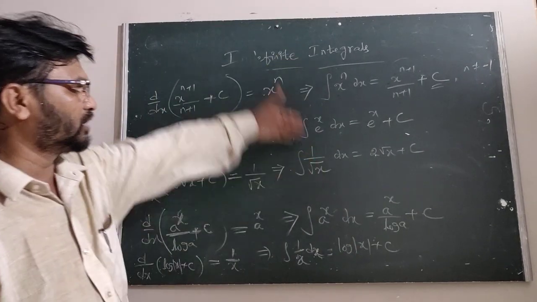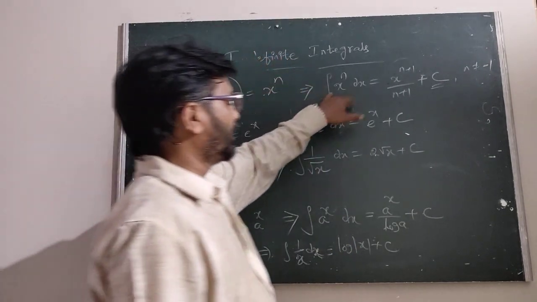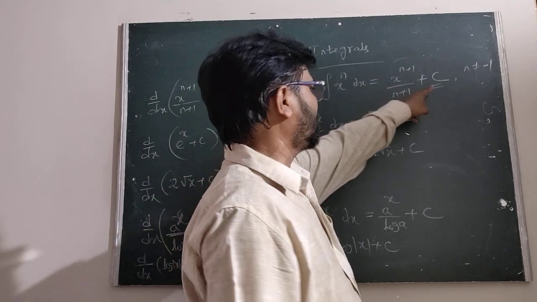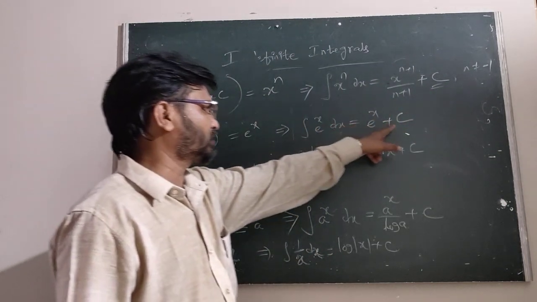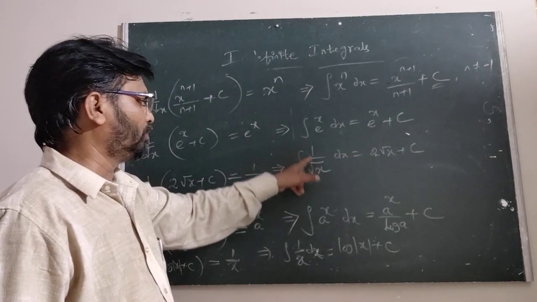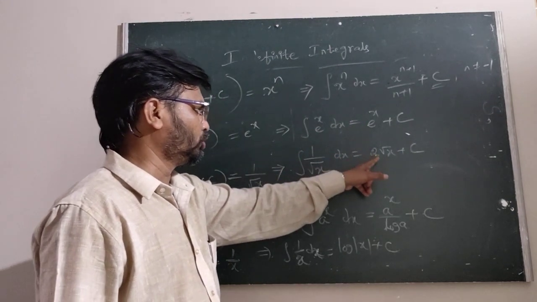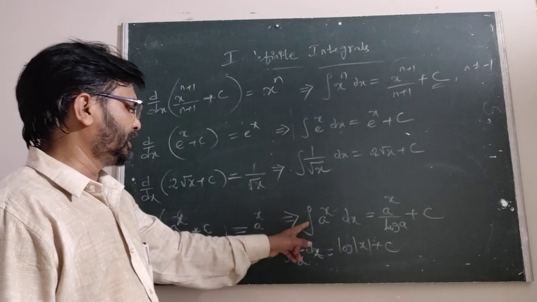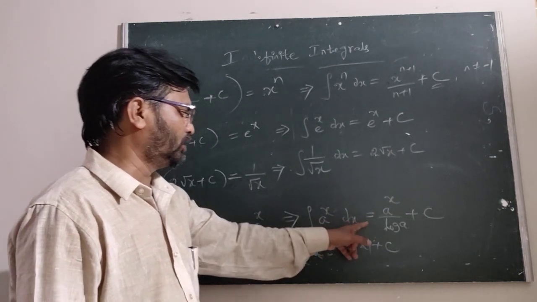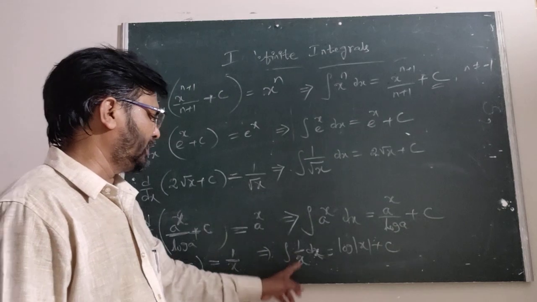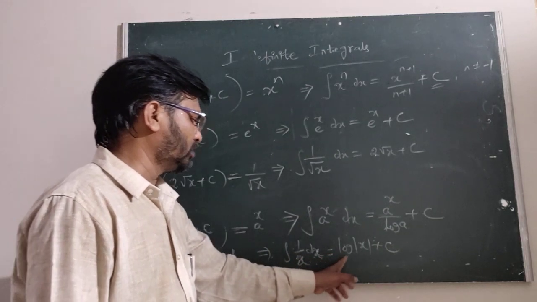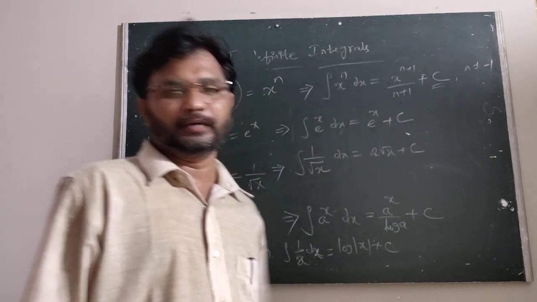These are the formulas. Integral of x power n is x power n plus 1 by n plus 1 plus c. Integral of e power x dx is e power x plus c. Integral of 1 by root x dx is equal to 2 root of x plus c. Integral of a power x dx is equal to a power x by log a plus c. Integral of 1 by x dx is equal to log mod of x plus c.